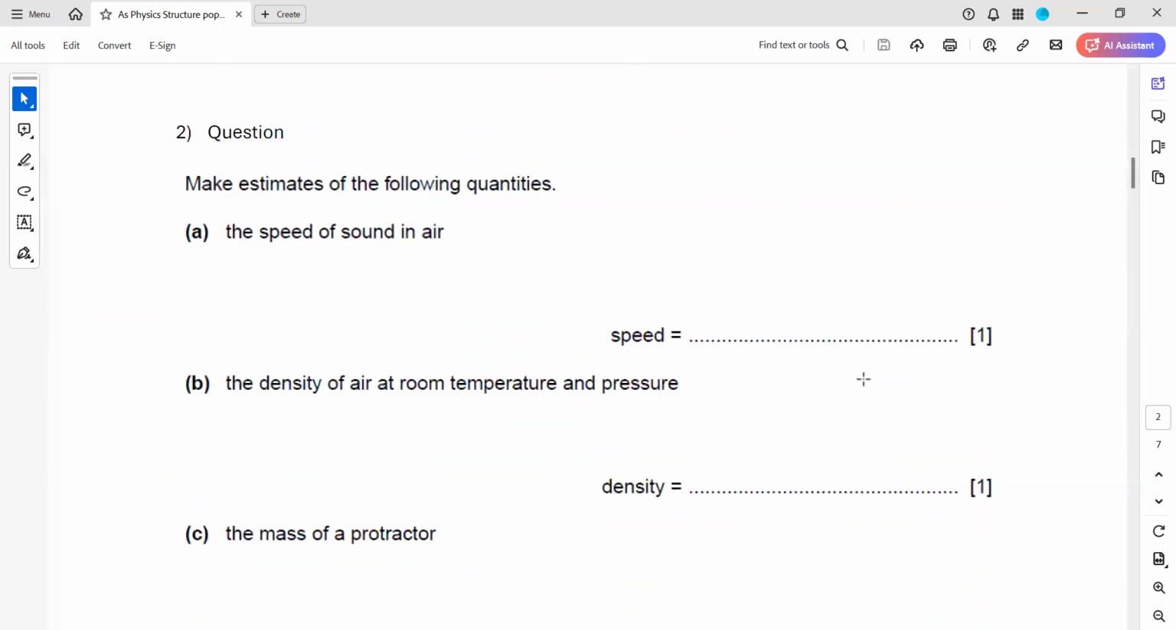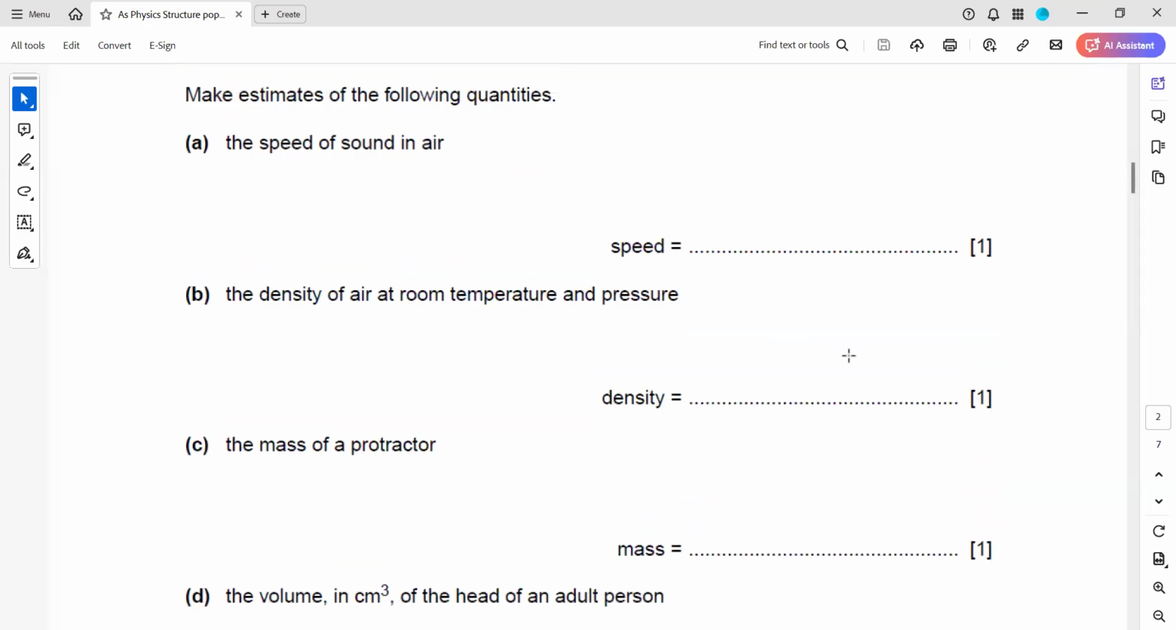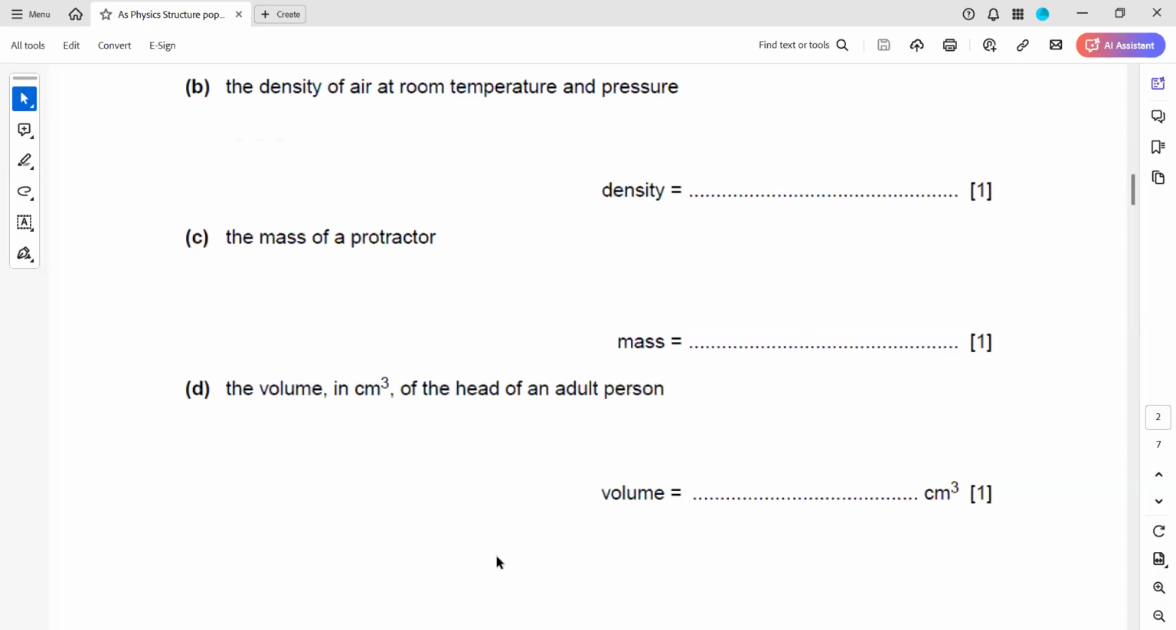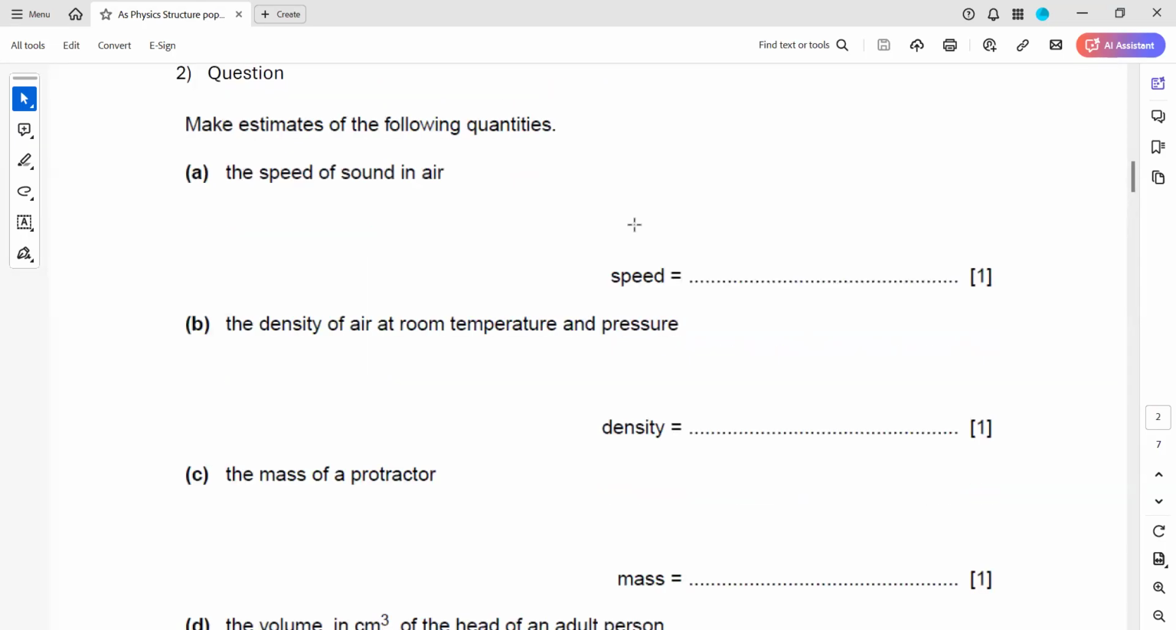Question 2, any doubt in question 2? You just have to use the base unit and say it is homogeneous. Speed of sound in air, you have studied about the speed of sound in IGCSE. It's about 330 meter per second. Density of air in the room.